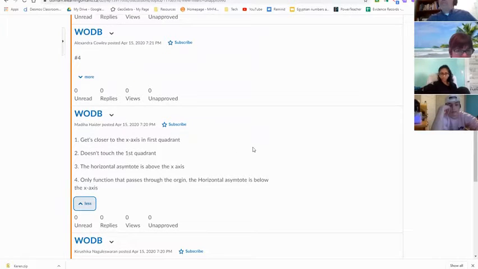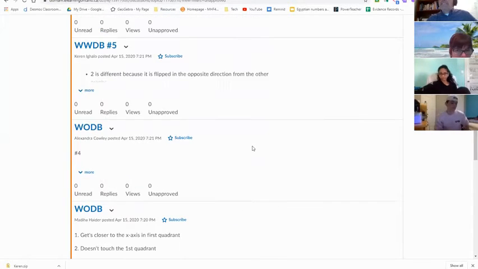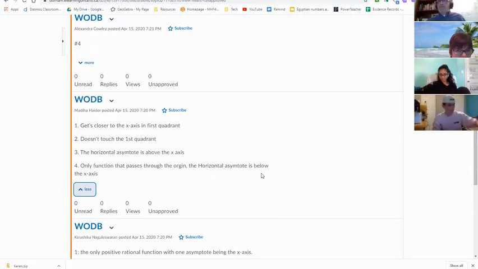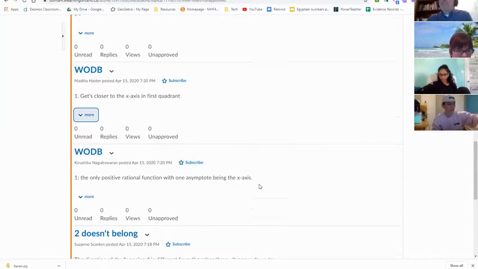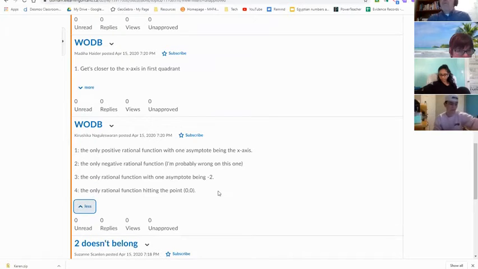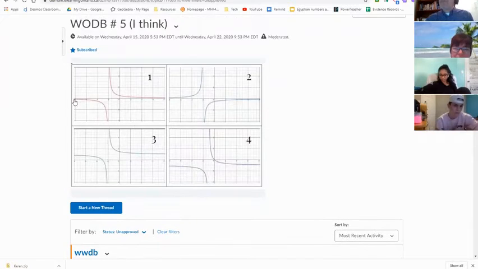For 3, the horizontal asymptote is above the x-axis. It is. Nice. And 4 is the only function that passes through the origin. So a lot of you saw that. Good job. Kirushika gives me a reason for 1: only positive rational function with one asymptote being the x-axis. Oh, now let's talk about that for a moment. Kirushika, when you say positive function for this one, I'm not sure what you mean by positive. If you want to tell us now, we will be happy to listen.